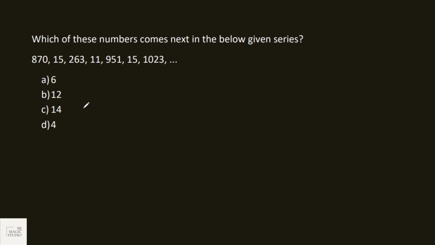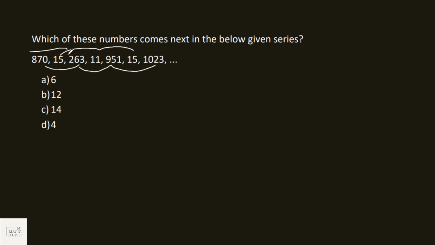Okay, again we have one, but this time we have a number series. Which of these numbers comes next in the given series? 870, a big number, then 15, then 263, 11, then 951. Here we can see that it's decreasing, then increasing, then decreasing, then increasing. Something fishy. We are not able to crack it with the two series format.